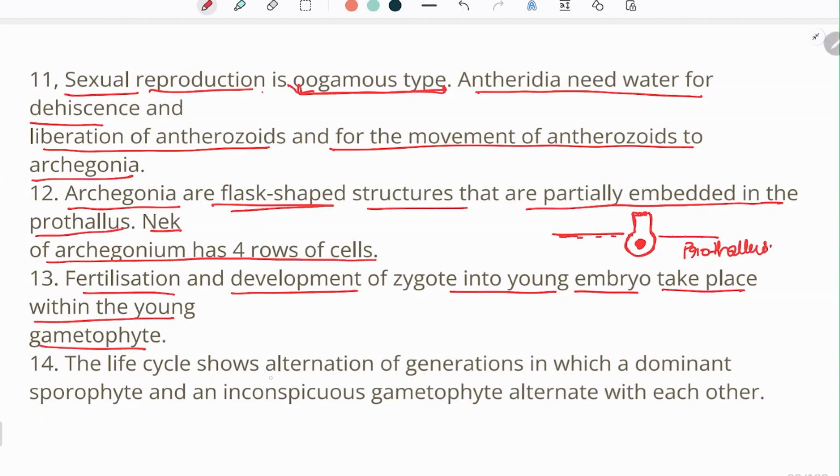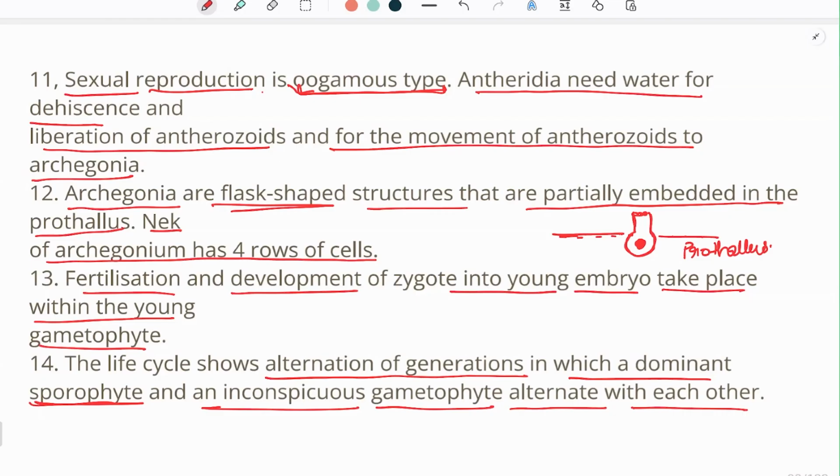The life cycle shows alternation of generations in which a dominant sporophyte and an inconspicuous gametophyte alternate with each other. So the dominant one is the sporophyte, and it alternates with the inconspicuous gametophytic plant body throughout their lives.